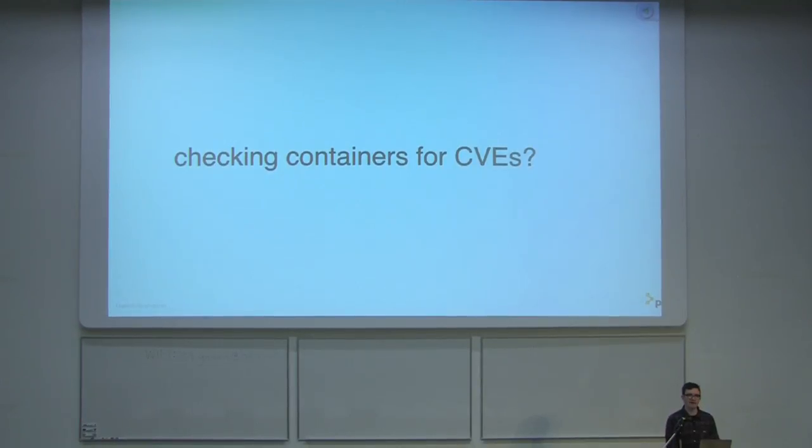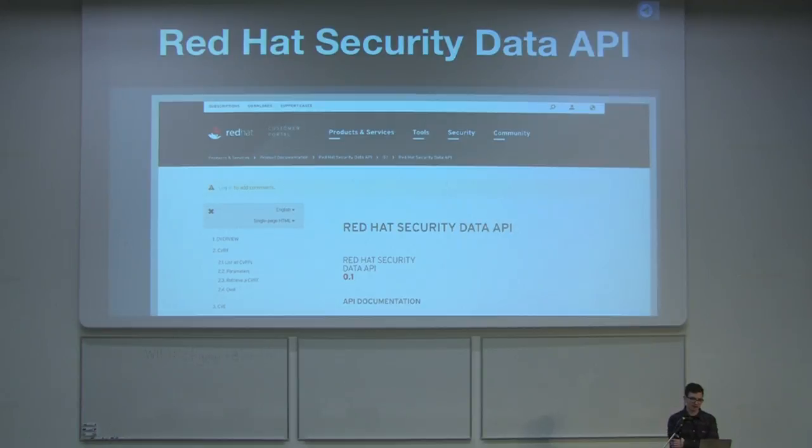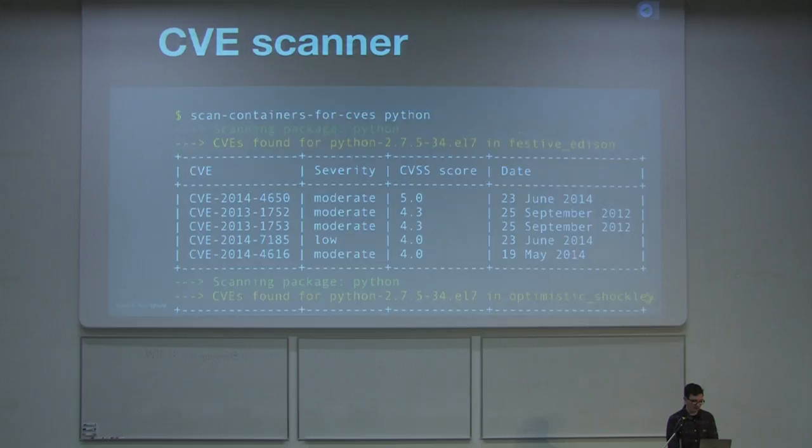We can augment that information with external sources of data. Checking containers for CVEs is a non-trivial problem. The Red Hat Security Data API is a good source of that data. There are a whole bunch of others for different operating systems. The Red Hat one is really nice, as opposed to some of the others. But building tools like this, where we can scan containers for CVEs based on knowing what's actually running inside them, having an interface to talk to them, and having access to the CVE information.